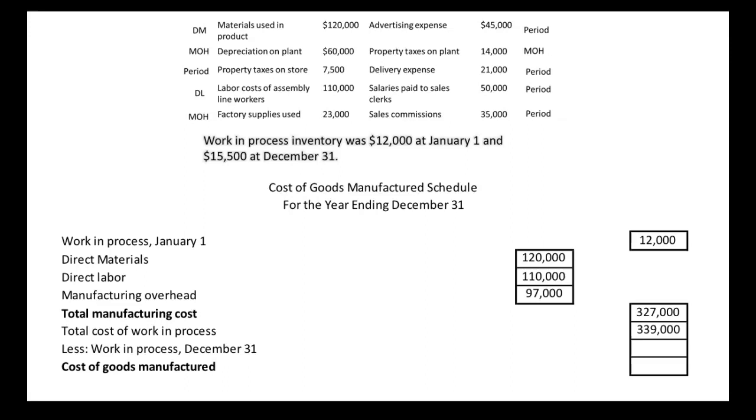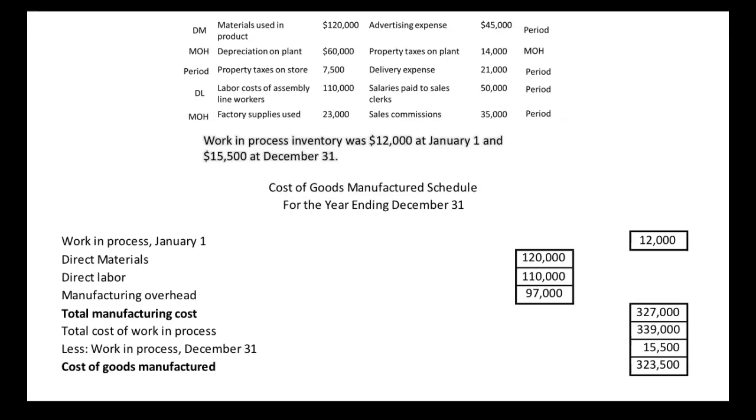Then we need to subtract out our ending work in process, right? Our work in process for December 31st. We were told that that was $15,500. When we subtract that out from our total cost of work in process, we get a cost of goods manufactured to be $323,500.